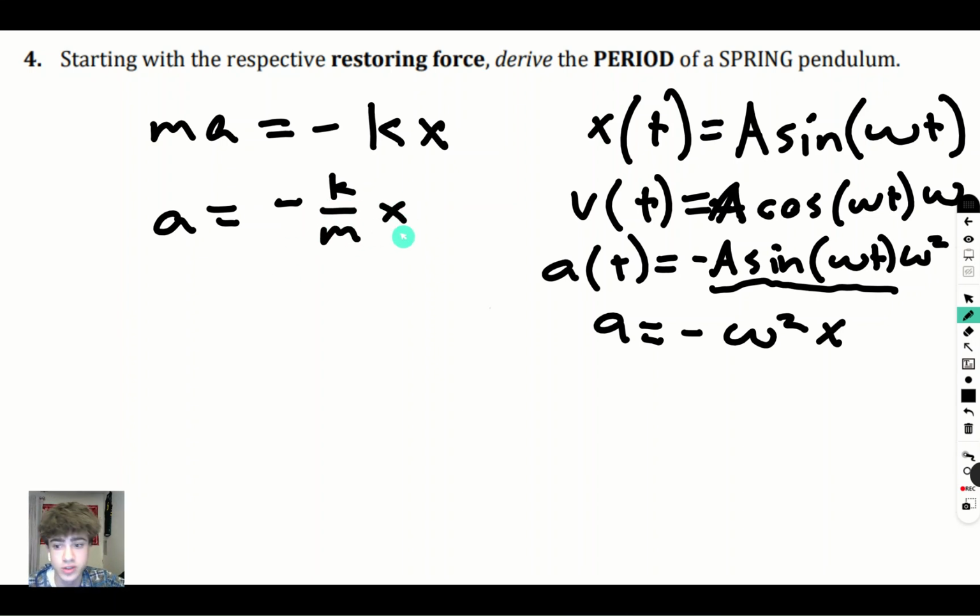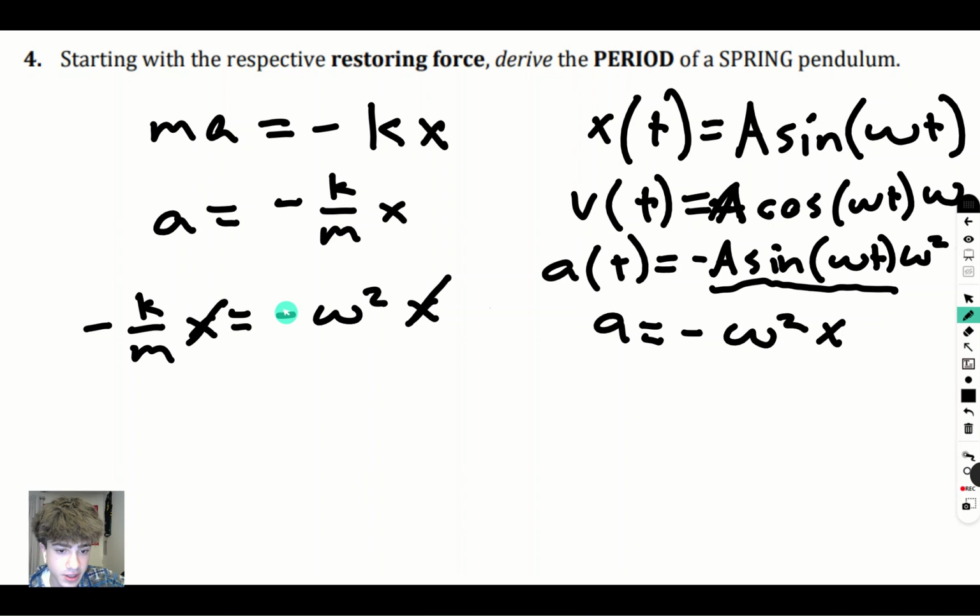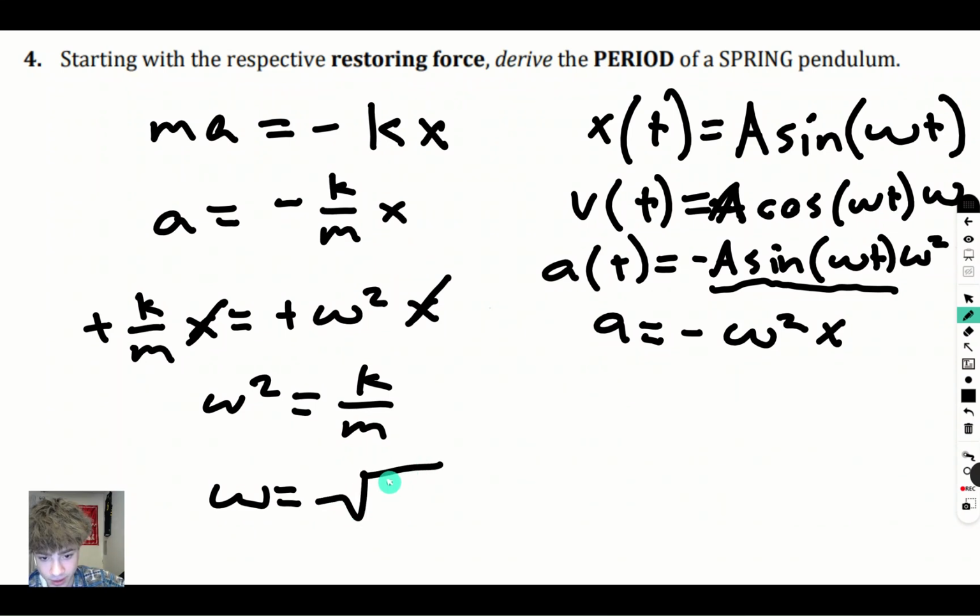As you can see, we have two pretty similar looking equations here. So let's set them equal to each other. Negative k over m x is equal to negative omega squared x. From here we can get rid of our x's, we can get rid of our negatives, and what we want to solve for here is omega. So since we have omega squared is k over m, we know that omega is simply the square root of k over m.